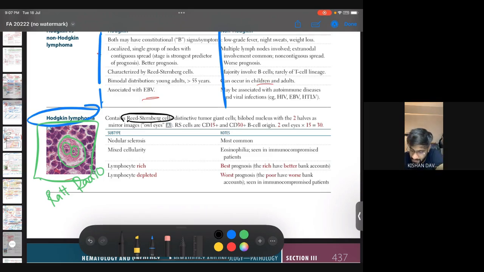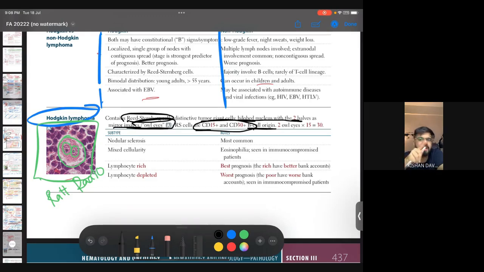Another important thing: instead of Reed-Sternberg cells, they will give you giant cells, bilobed nucleus with two halves as a mirror image, owl eye. RS cells are CD15 and CD30 positive, B cell origin. Now go back to your immunology basics. B cell, I told you some CD markers are there. All those CD markers are coming to use now.